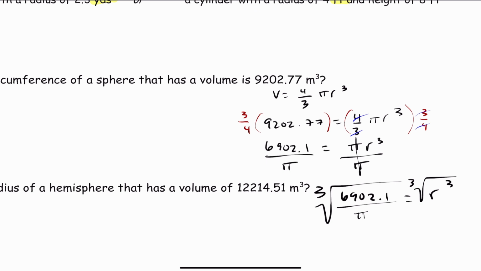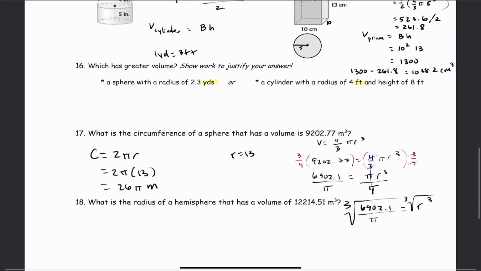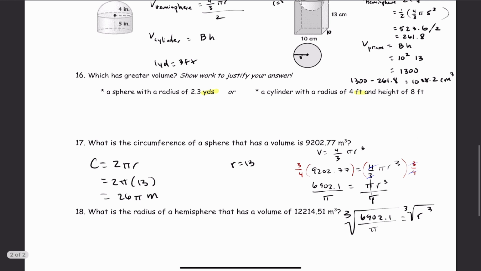And, okay, well, the radius is going to be 13. The radius is 13. So if the radius is 13, what is the circumference? Well, the circumference is 2 pi r. So I'm replacing r with 13. And you get 26 pi meters. And that's 17. All right. So I am done.